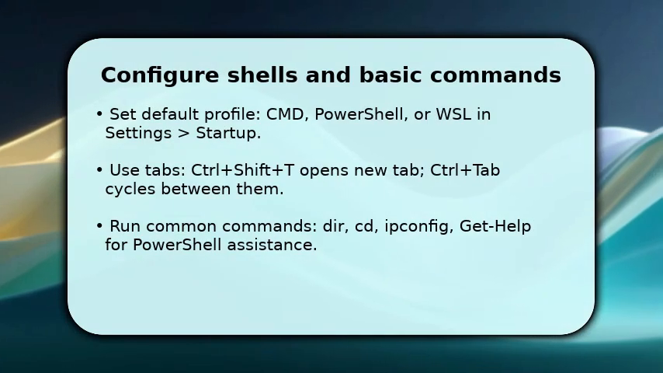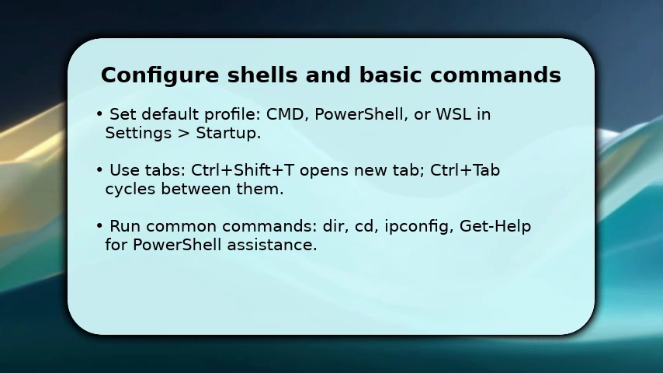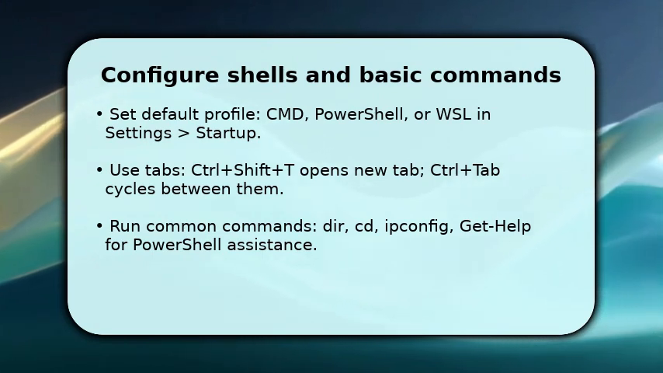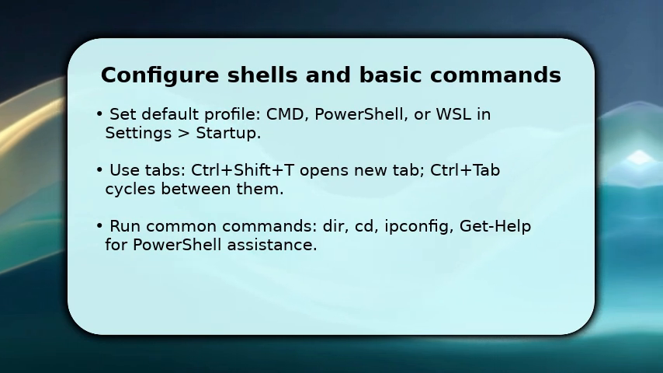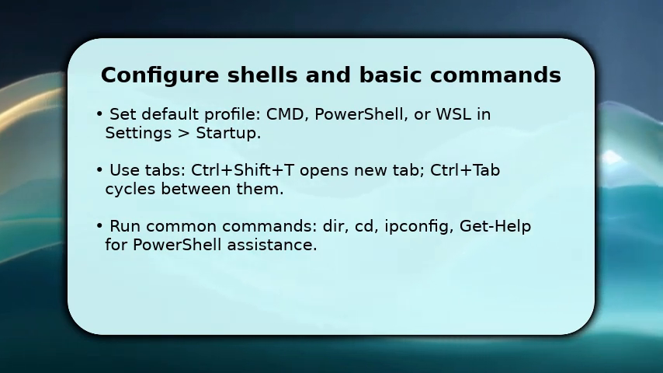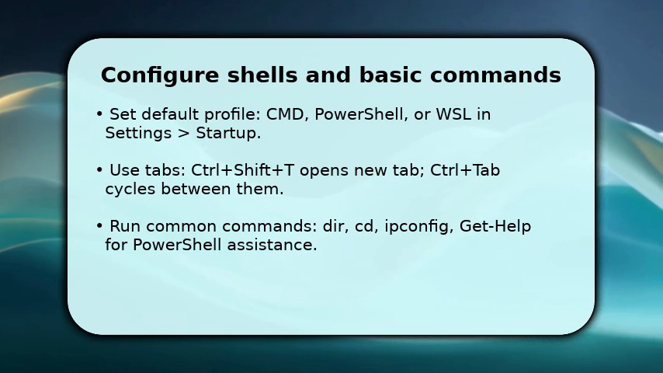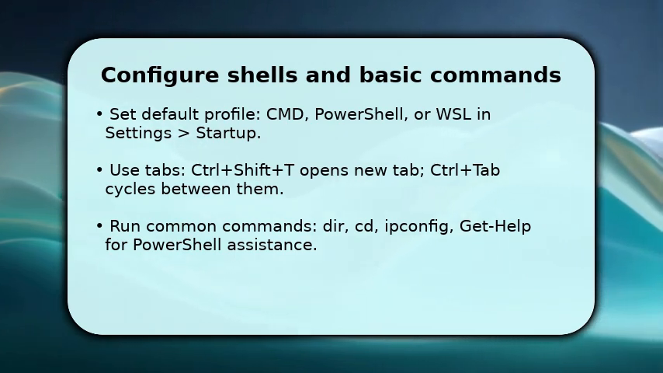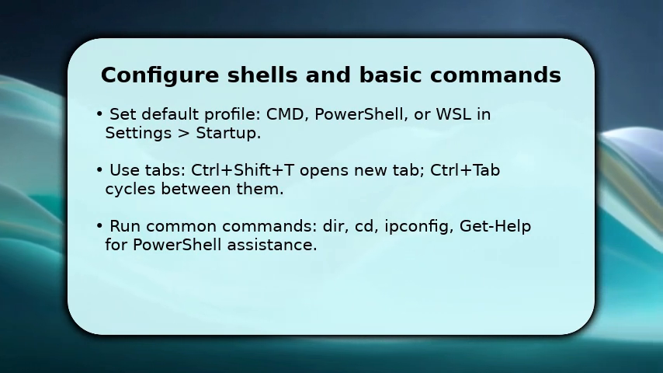PowerShell gives object output while WSL runs Linux tools. Open Settings and pick a default profile, then create or edit profiles for quick access. Use tabs to run multiple shells. Press Ctrl+Shift+T for a new tab and Ctrl+Tab to switch.